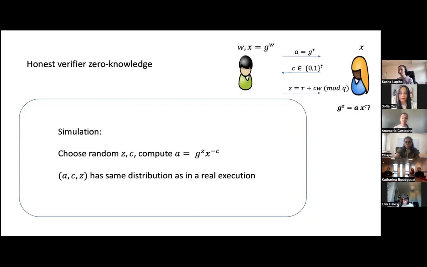This protocol also satisfies honest verifier zero knowledge. For simulation, we can choose z at random, c at random, and then set the first message A in order to satisfy the verification equation. And we see that the simulator's transcript is identically distributed as the transcript in the real execution.